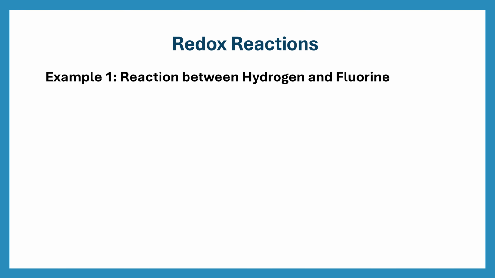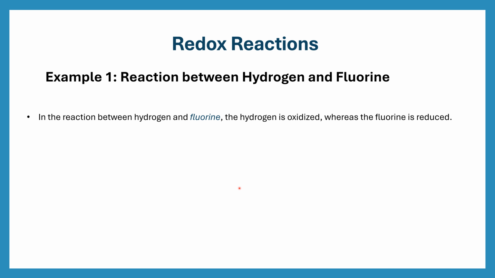Let us now break down a classic redox reaction example, the reaction between hydrogen and fluorine. In the reaction between hydrogen and fluorine, the hydrogen is oxidized while fluorine gets reduced. This simply means that hydrogen loses electrons and fluorine gains electrons. The reaction can be written as H2 plus F2 gives 2HF. This is the overall redox reaction showing the combination of both elements into hydrogen fluoride.